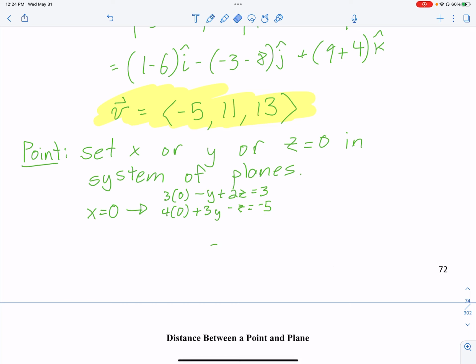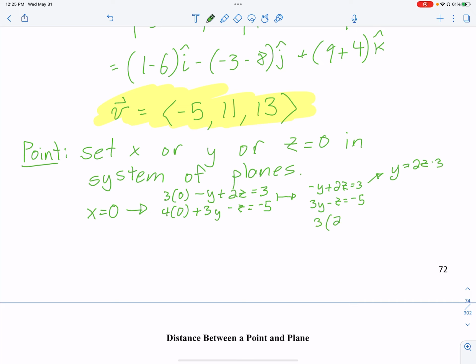Now we have a system of equations, two unknowns. So we're going to take those. So we got negative y plus 2z equals 3. And then I got 3y minus z equals negative 5. I'm just going to solve this one for y. Y equals 2z minus 3. We could plug that into the other one.